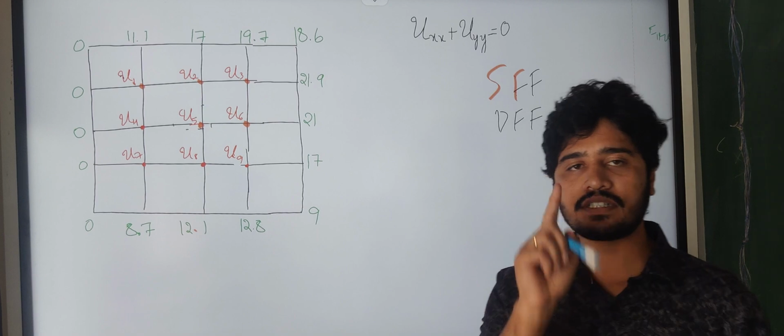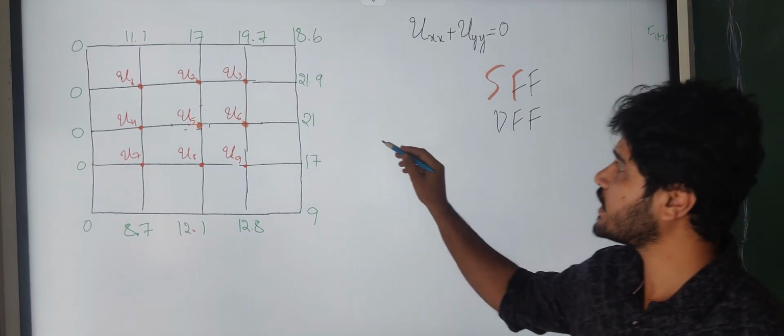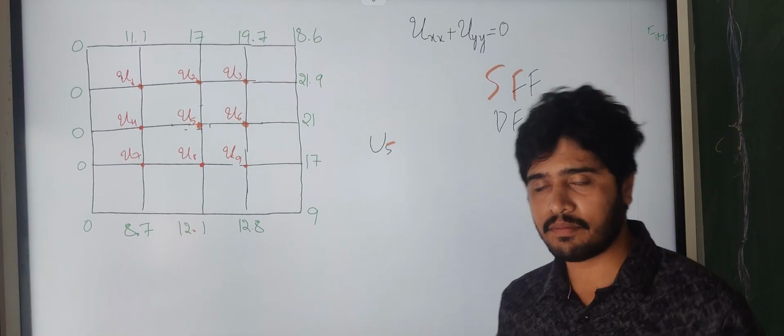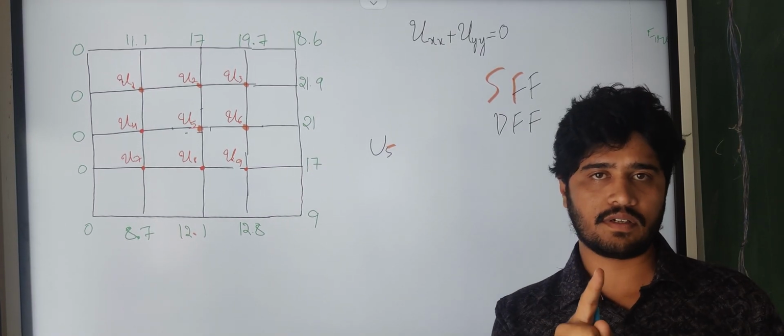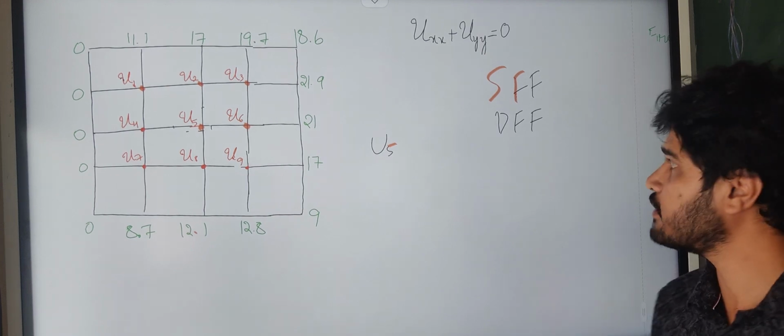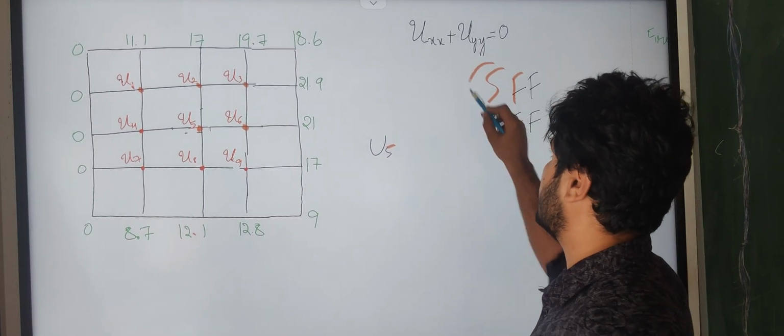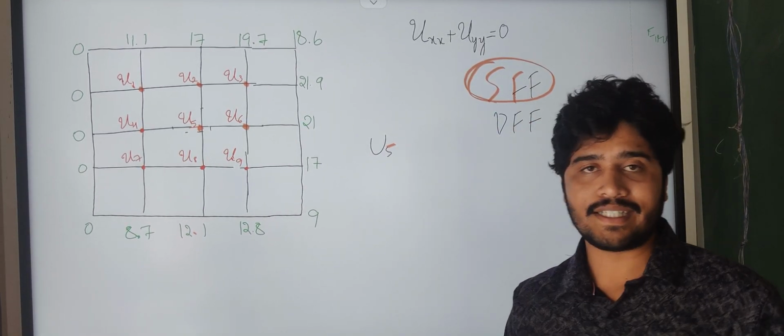So in the very first step, what we have to do is we have to identify u5. I am repeating, in the very first step, find out u5. Okay, so u5 should be identified with the help of SFF formula. With the help of this formula, SFF.